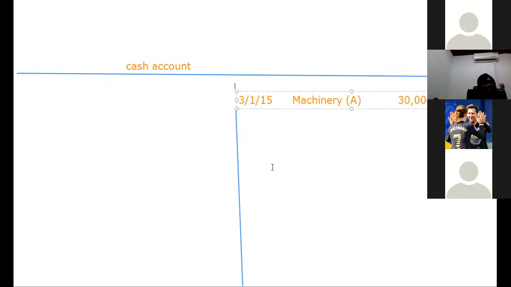What else? Machine B. When was machine B acquired? 1st July 2015. So it's also cash.